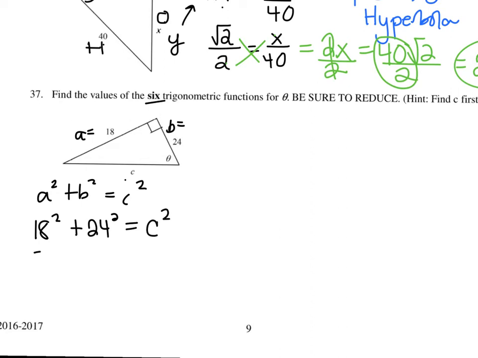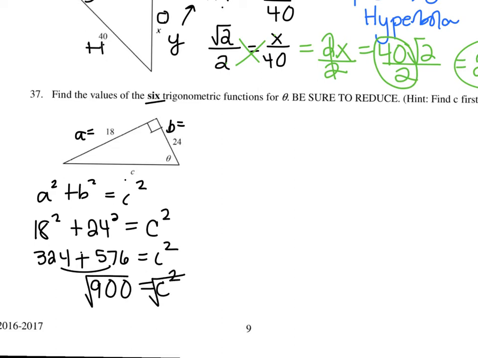So 18 squared is 324. 24 squared is 576. So when we add those two together, you get 900 equals c squared. And then we'll square root both sides, and we get c equals 30, which seems reasonable in this problem. The number 30 seems to fit.